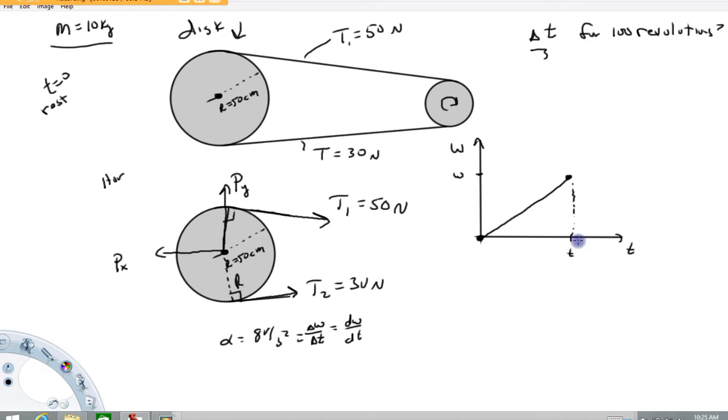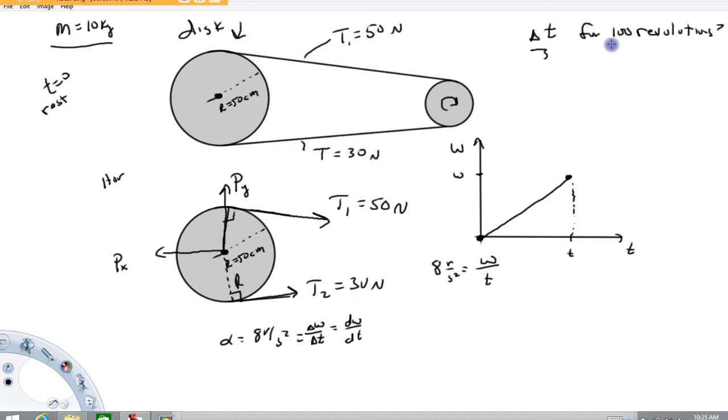So I'm going to let this t be the t for 100 revolutions. I'm going to go ahead and use concepts of slope and area to write a pair of equations here. Equation number 1. The slope, which is 8 radian per second squared, on this picture is rise over run, and that's going to equal what I'm going to call the final angular velocity over this time. Now this equation has 2 unknowns, so I'm just going to move on and write another equation.